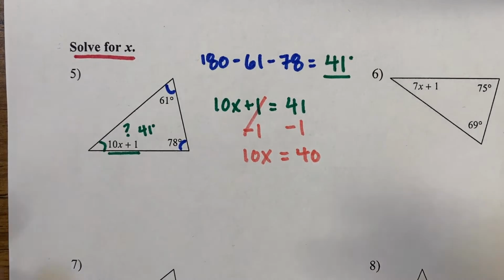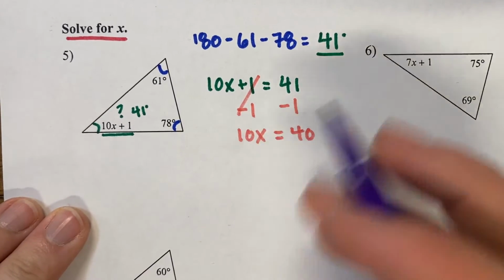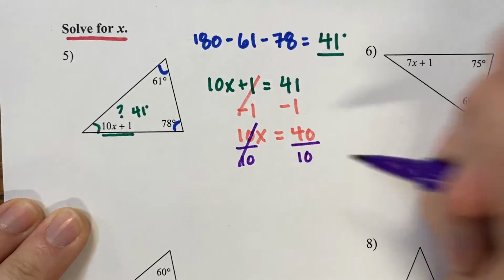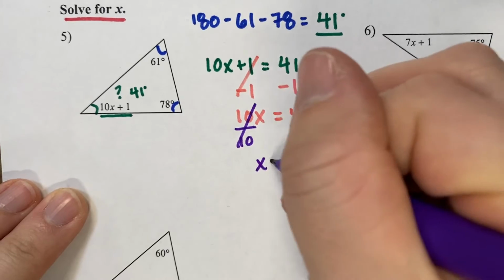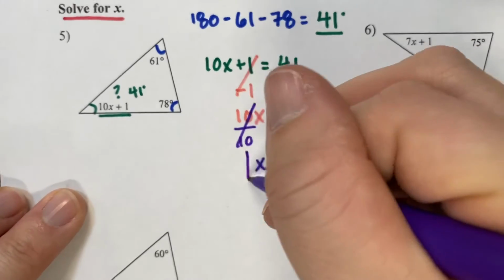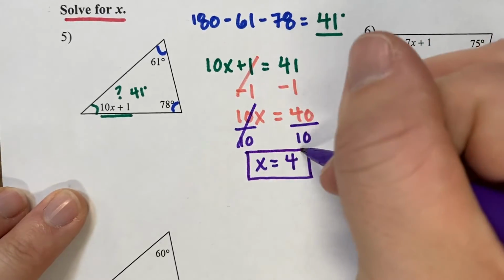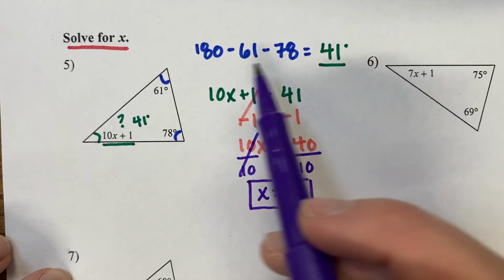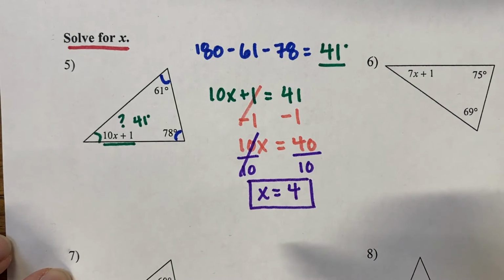Okay, now my very last step, opposite of times by 10 is divide by 10. That gets rid of it. Do the same thing to both sides. And I get x is equal to 40 divided by 10 is 4. And there we go. So we had to find what that third angle was in order to solve for x.